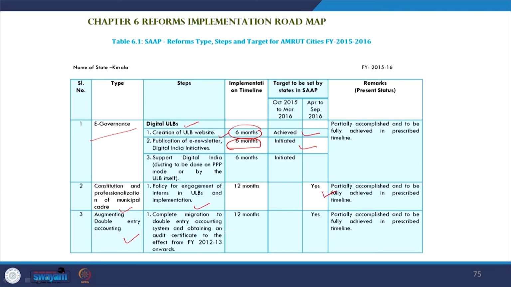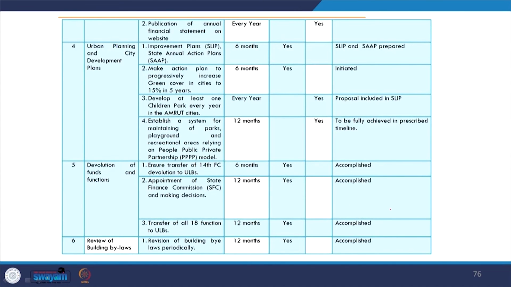Augmentation of double entry, yes, partially accomplished. You can see all these how they have worked out in their SAP, urban planning and city development plans. So, you can see all these SLIPs and SAP have been prepared. They have prepared an action plan to progressively increase green cover.